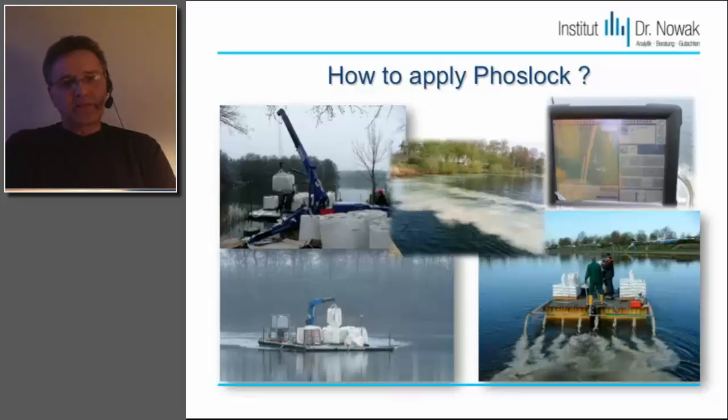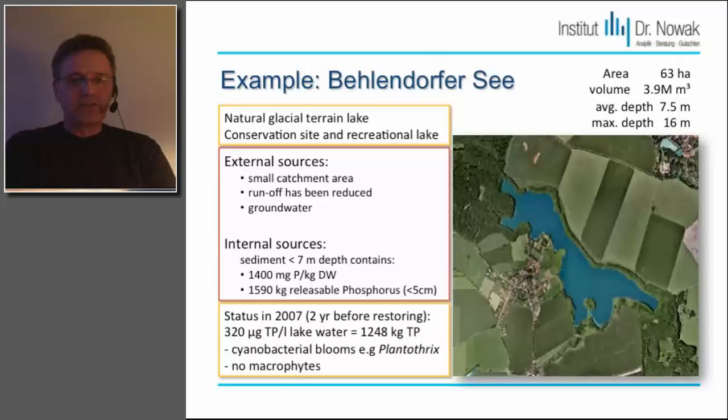In my first example, I show a project that we had done, the Behlendorfer See. It's located in northern Germany, in Schleswig-Holstein. It has an area of 63 hectares and a maximum depth of 16 meters. It's a natural lake, and the external sources are reduced before our precipitation measures. It has a small catchment area, and maybe some groundwater can enter this water body.